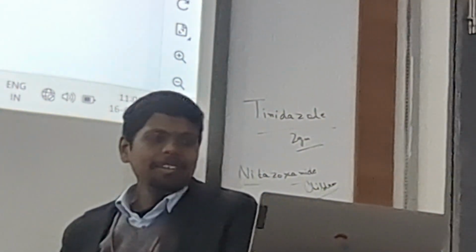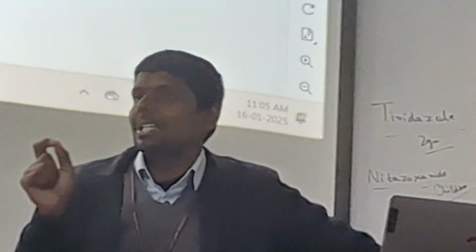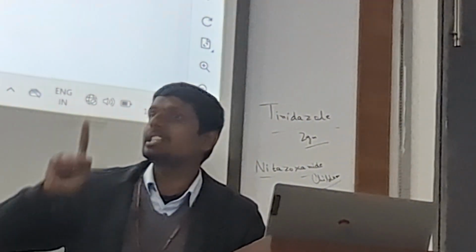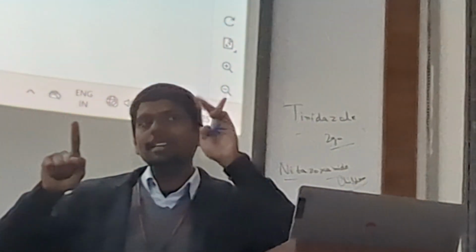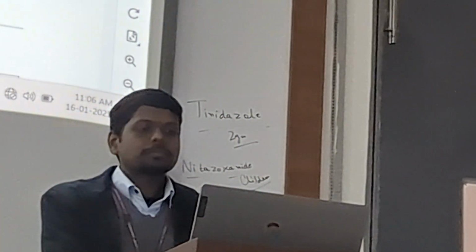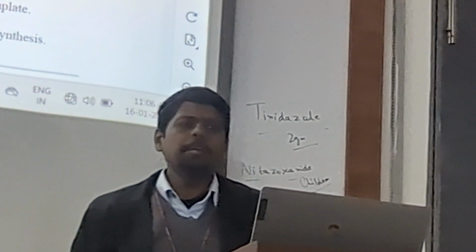Since it is transcription, we are always saying RNA here. RNA polymerase, RNA elongation, RNA promoter region. Because it is transcription. In transcription, what is happening? DNA to RNA synthesis. Simple. Then the last one, the third one is termination.